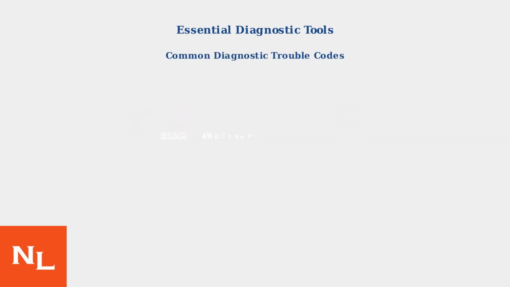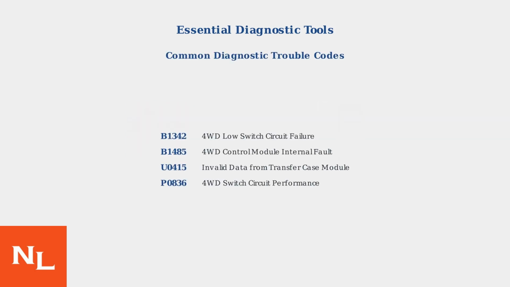Key diagnostic trouble codes include B1342 for switch circuit failures, B1485 for control module faults, U0415 for communication errors, and P0836 for switch circuit performance issues. These codes guide technicians to the specific problem area. Understanding these components, causes, and diagnostic codes is essential for properly addressing Ford 4WD fault warnings and ensuring reliable four-wheel drive operation.